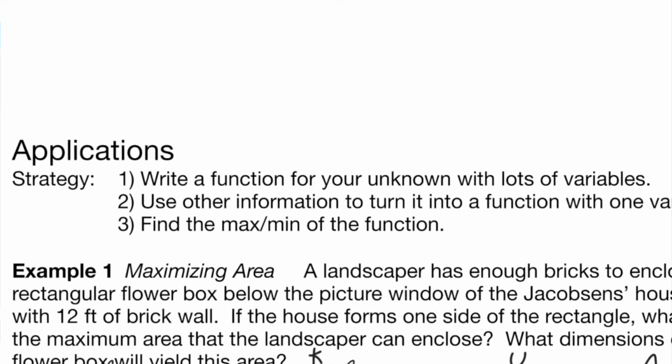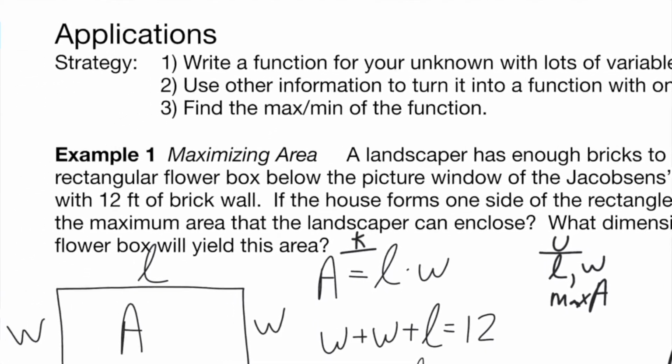What you're going to have to do is set up some equations, write a function for your unknown with lots of variables, and then use the other information to turn it into a function with just one variable. And then the answer is going to be the highest or lowest part of that function, the maximum or minimum. And so the answer is going to be a location on the graph that is the maximum or the minimum.